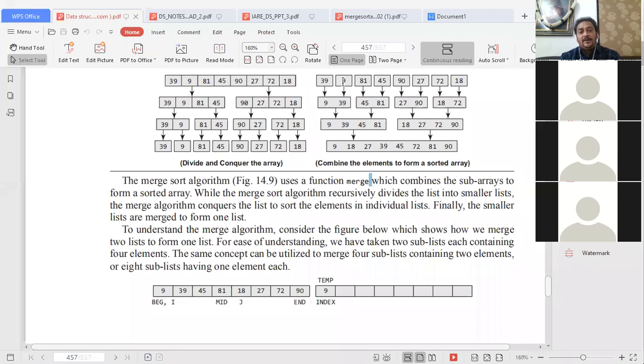39 and 9 are compared. What is the result when we sort it, C7? What is the result of 39 and 9 when you use bubble sort? 9, 39, sir. And 81, 45 when sorted again, we are supposed to get 45 and 81. 90, 27 becomes 27, 90, and 72, 18 becomes 18, 72.